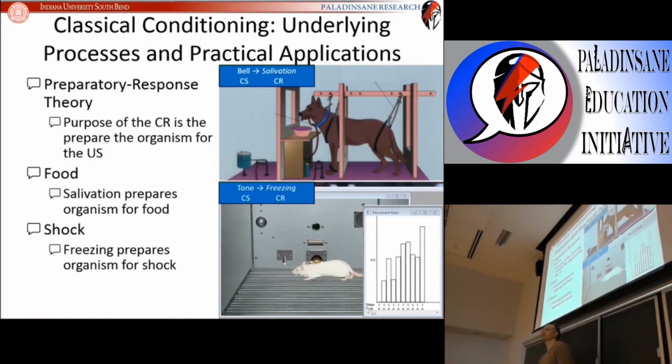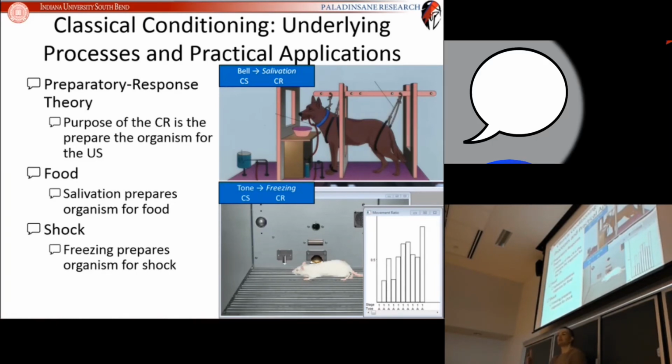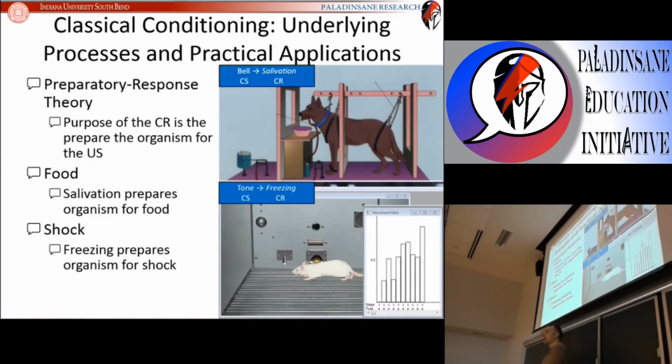So the purpose of the conditioned response isn't to replace the unconditioned response, it's to get the organism ready for the unconditioned stimulus. So the bell causes salivation because salivation gets you ready for the food. The tone causes the rat to freeze because freezing gets you ready to jump. And this is the way that we can explain why sometimes they're exactly the same and sometimes they're completely different. And this is also the reason why the conditioned response is called the conditioned response. We have to differentiate it from the unconditioned response because oftentimes it's going to be completely different.